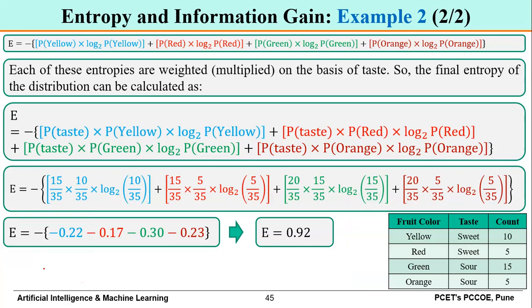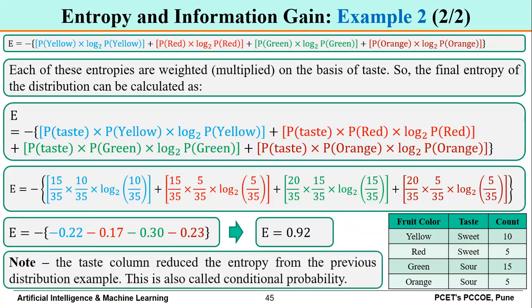Now we will go ahead. One more thing: whatever entropy we calculate and normalize for taste, that probability of taste is also called the conditional probability. In the previous semester we discussed what conditional probability is.